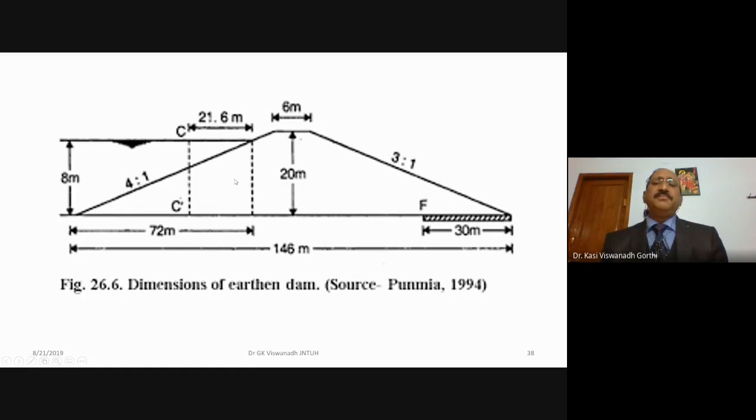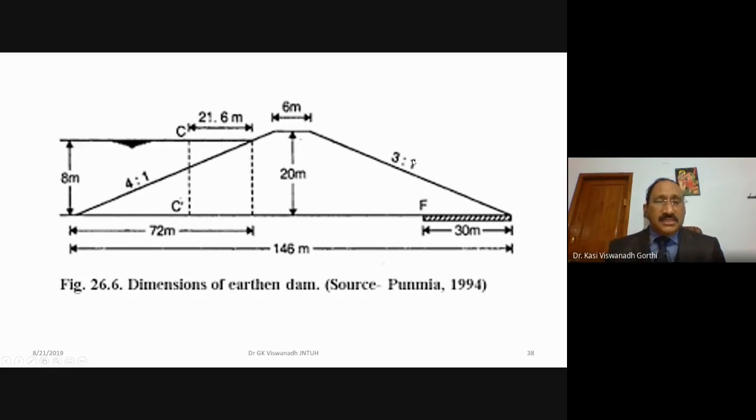The section is given with a top width of 6 meters, the height of the dam is 20 meters, and the base width of this earth dam is 146 meters. There is a filter of 30 meters from the downstream toe. So the point F is at a distance of 30 meters from the toe of the dam. This is the location of F. And upstream you have 4:1 side slopes, and downstream you have 3:1 side slopes.